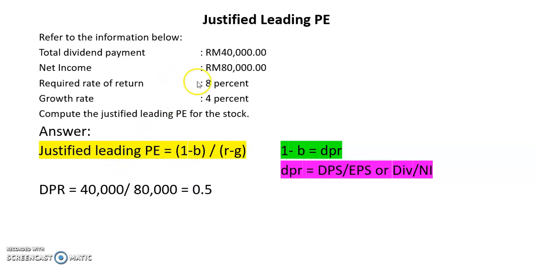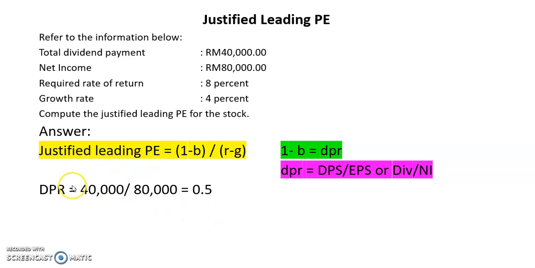Okay, let us calculate the dividend payout ratio. Dividend 40,000 divided by net income 80,000. So we get the value of DPR as 0.5, meaning that the company is paying out 50% of its total net income as dividend, and the balance of 50% will be transferred to retained earnings, which becomes the retention ratio. Okay, so here I think we have all the information.